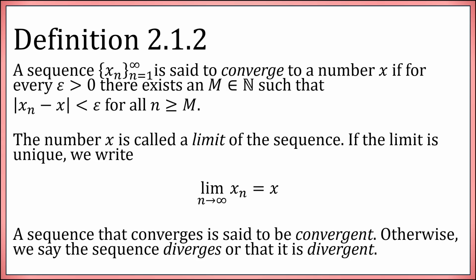Okay, again, this is a big definition. Spend some time to internalize it. The sequence converges to x if, for every epsilon which is positive, there is a natural number M, so that for all indices past that M, the distance from the term of the sequence to the proposed limit is less than epsilon.